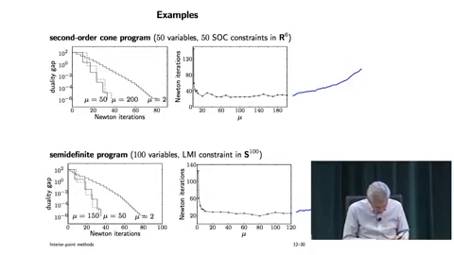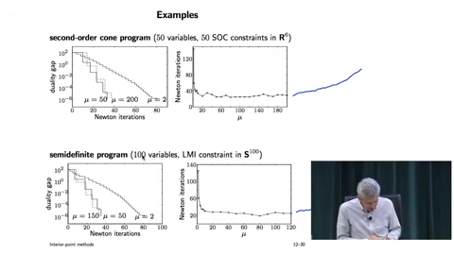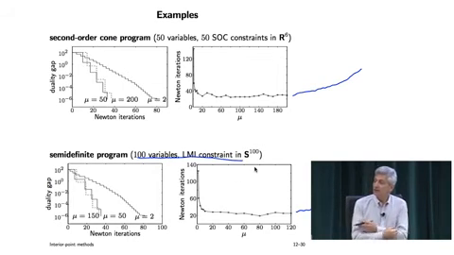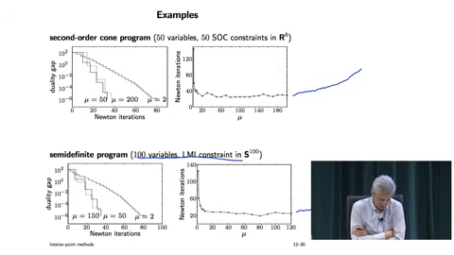So let's just take a look at one of these. Here is a semi-definite program with 100 variables and a single LMI constraint with 100 by 100 matrices, right? So if you want to picture something like that, you're bounding some covariance matrix or something like that with 100 variables. It's not a simple problem.